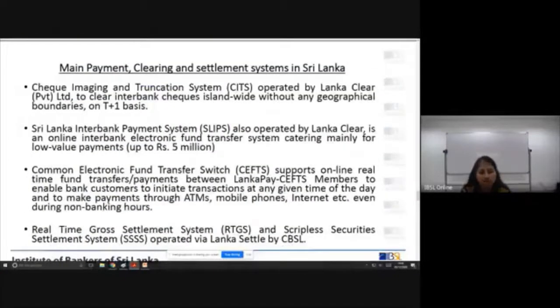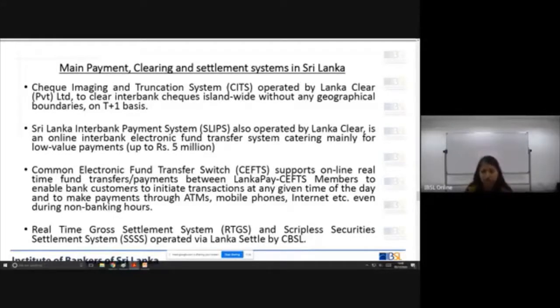What are the main types? So these are the main types of financial market infrastructure that we have at the moment in Sri Lanka. You have the check imaging and truncation system, which is operated by Lanka Clear, so that it enables you to clear the interbank checks on a T+1 basis. So if you deposit the check today, it will get cleared by tomorrow, subject to availability of funds in the account.